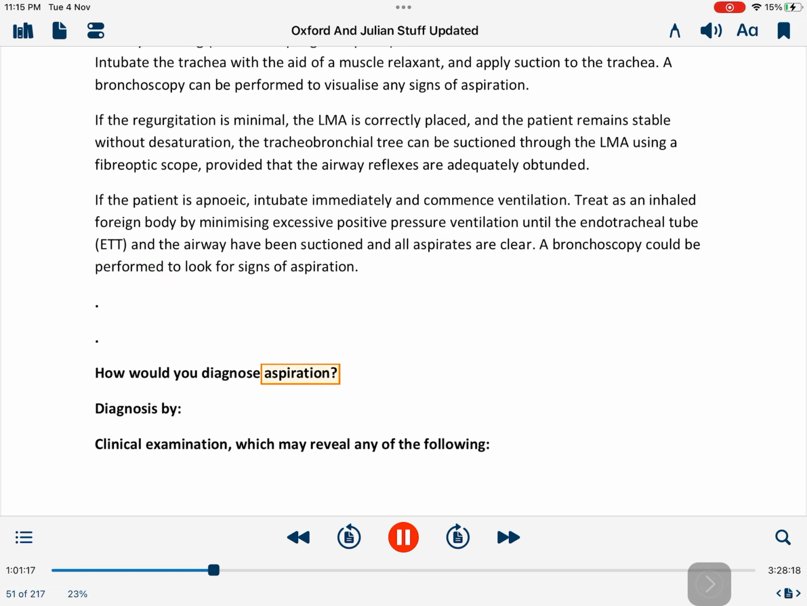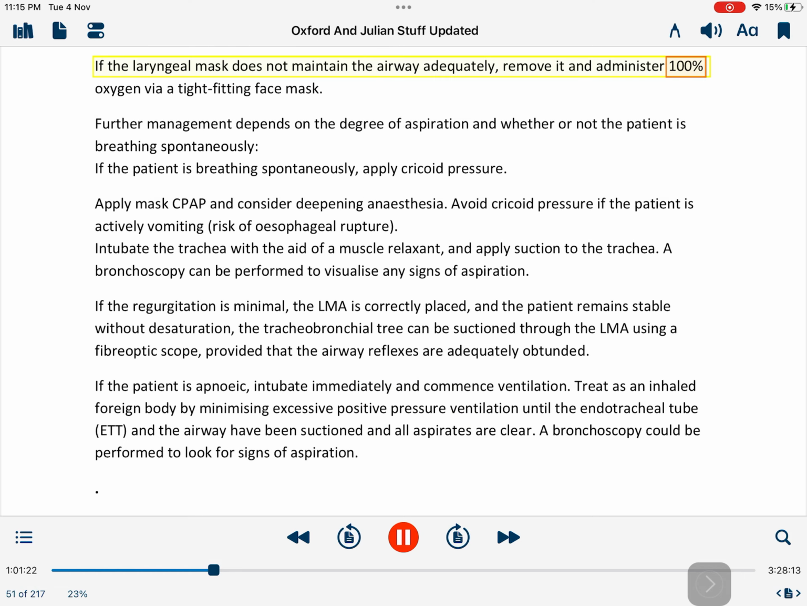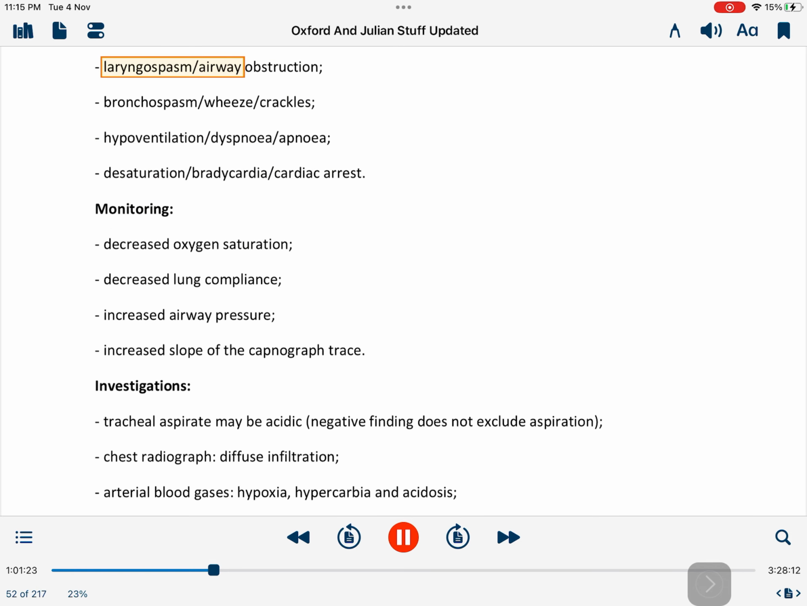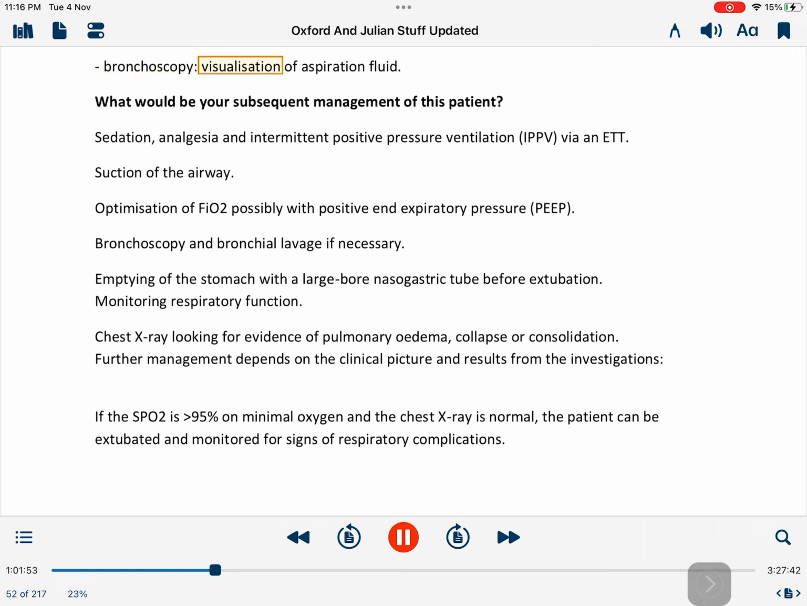How would you diagnose aspiration? Diagnosis by clinical examination, which may reveal any of the following: laryngospasm, airway obstruction, bronchospasm, wheeze, crackles, hypoventilation, dyspnea, apnea, desaturation, bradycardia, cardiac arrest. Monitoring: decreased oxygen saturation, decreased lung compliance, increased airway pressure, increased slope of the capnograph trace. Investigations: tracheal aspirate may be acidic. Negative finding does not exclude aspiration. Chest radiograph: diffuse infiltration. Arterial blood gases: hypoxia, hypercarbia and acidosis. Bronchoscopy: visualization of aspiration fluid.